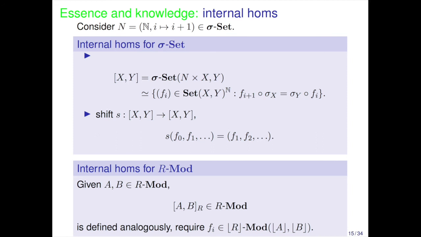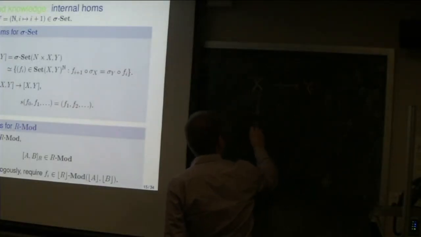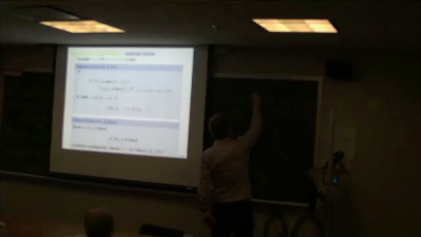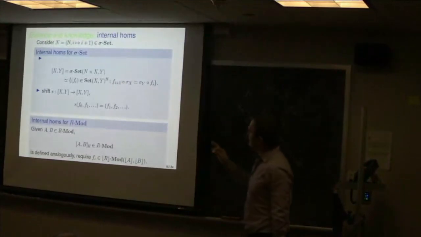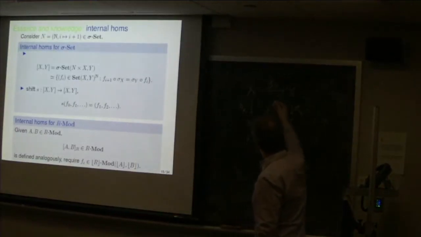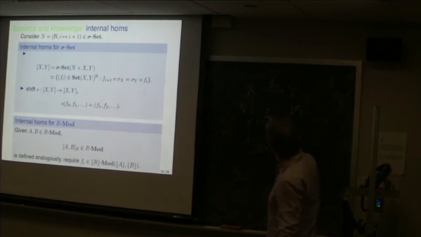So you consider the set of natural numbers with the successor function as a difference set. Then the internal Hom between two difference sets X and Y is the set of maps from N cross X to Y, or this is my preferred way of looking at it. Instead of single morphisms, I need to consider sequences f_i of morphisms between X and Y, so that they don't necessarily commute on the nose with the sigmas, but up to a shift. So you have an infinite diagram like this, where things commute up to a shift.